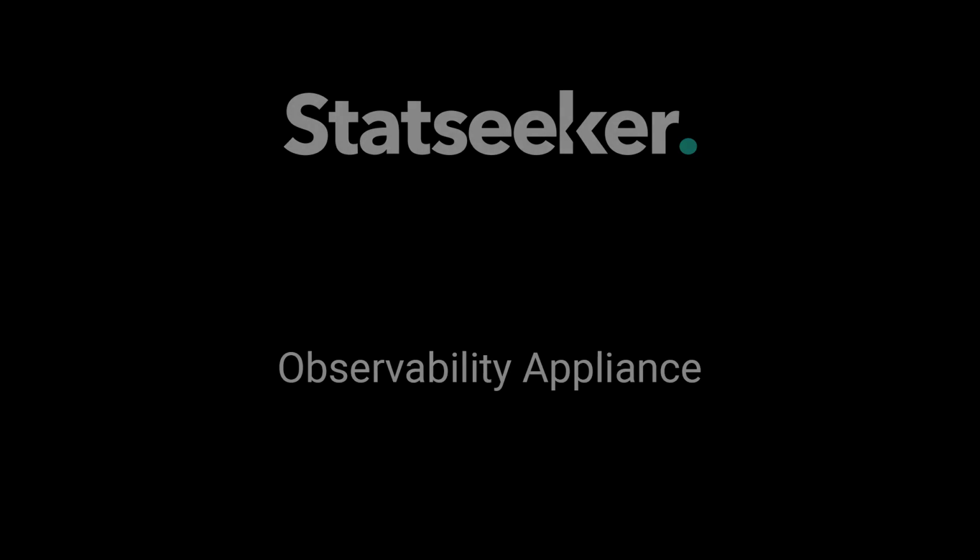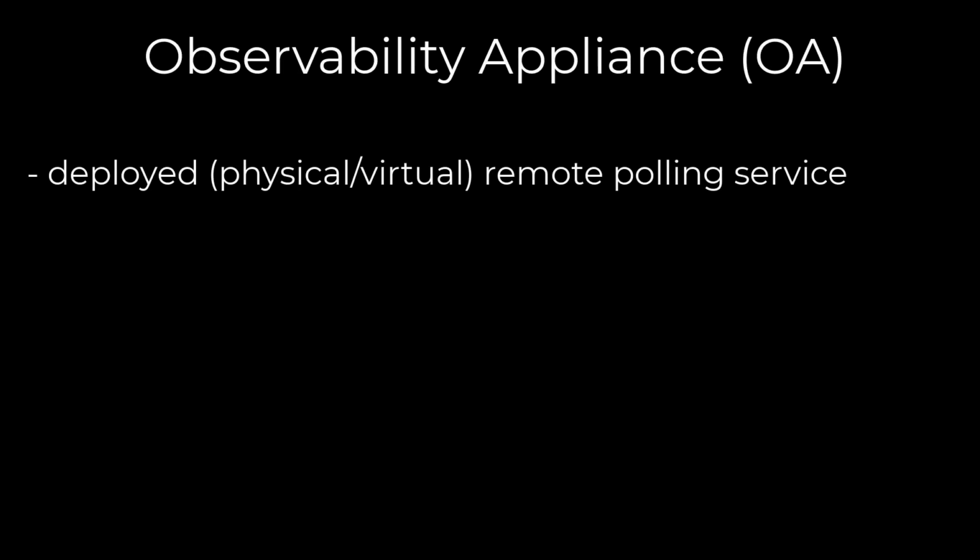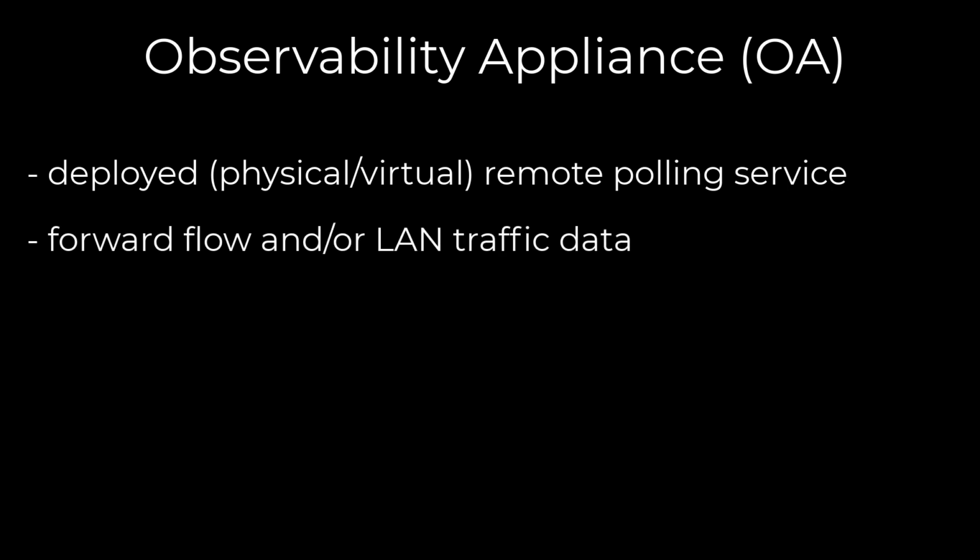Statseeker's Observability Appliance, or OA, is a platform which can be deployed anywhere in the network to enable remote polling from the deployed location. You can deploy OAs to areas of your network that cannot be monitored by Statseeker in the typical manner, configure the OA to act as a traffic collector, and then forward NetFlow and summarized LAN traffic data to the Statseeker server via HTTPS.